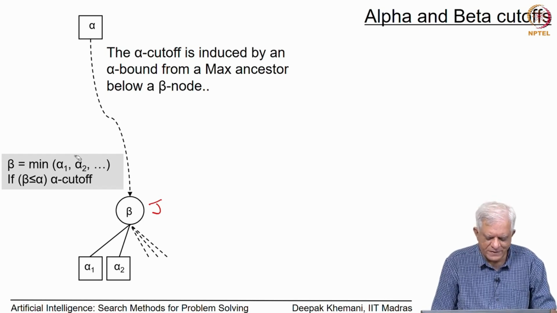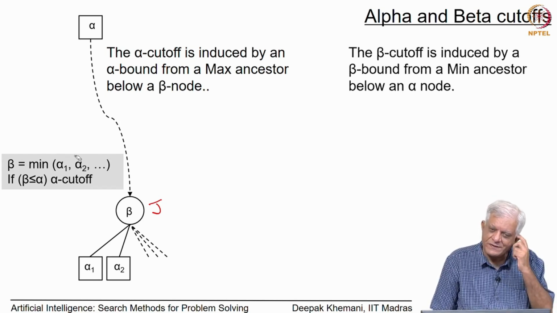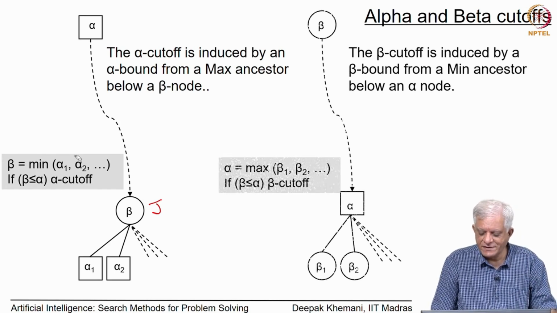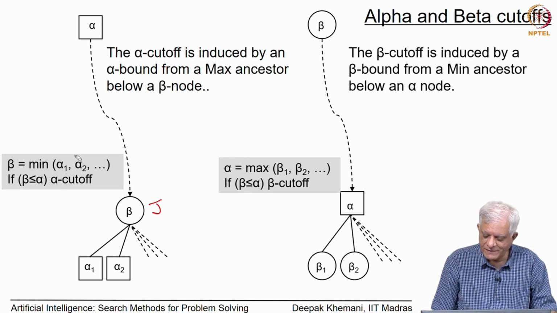The beta cutoff is similar. The beta cutoff is induced by a beta bound from a min ancestor, and it happens below an alpha node, in essentially a very similar analysis. The alpha value is going to be the maximum of all the values of its children, beta 1, beta 2 and so on, and there is a beta bound sitting on the top. So, the alpha value must be less than that beta value for it to have influence on the root.